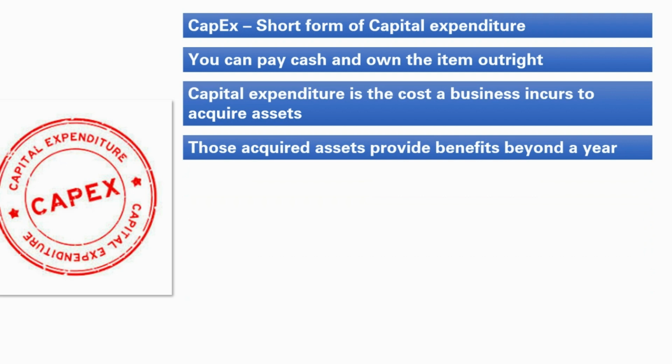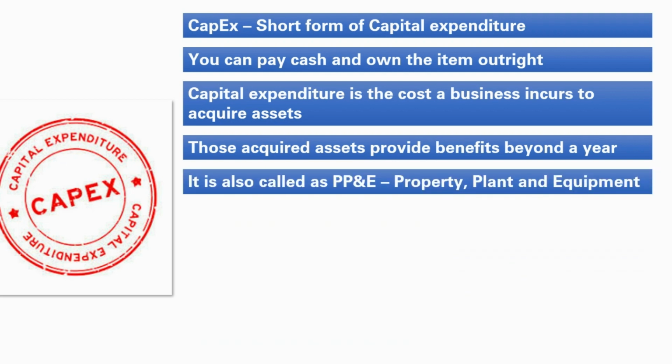Those acquired assets like buildings and servers provide benefits beyond a year. Say, for example, buildings will last as long as they can, and servers can run as long as is possible. It is also called PP&E, that is property, plant, and equipment. If you buy a property or a plant or equipment, the cost incurred due to all that comes under the CapEx budget.